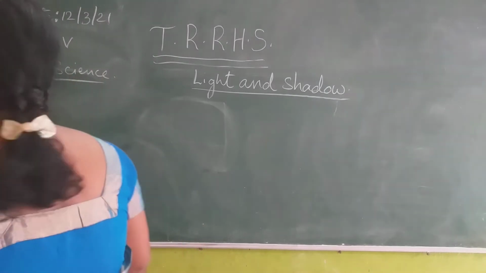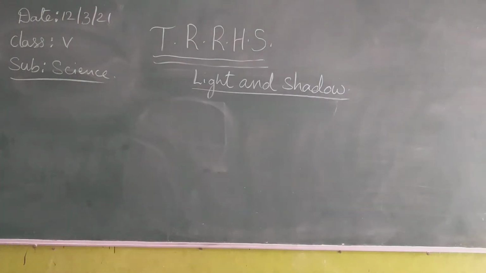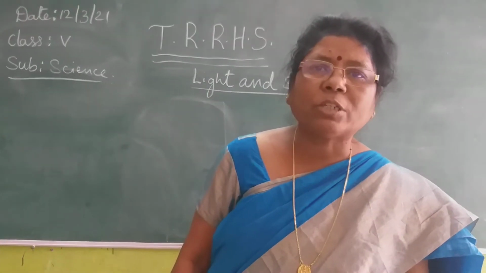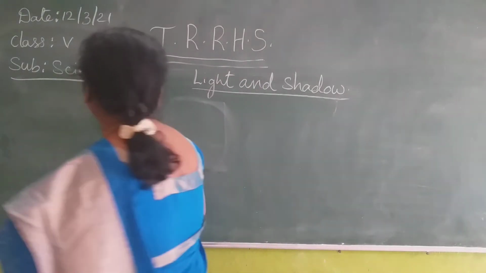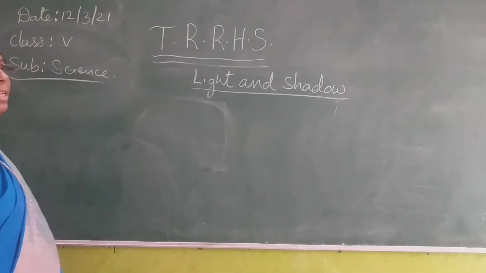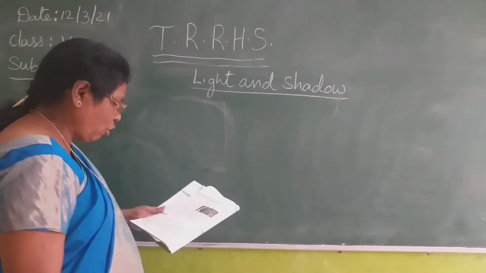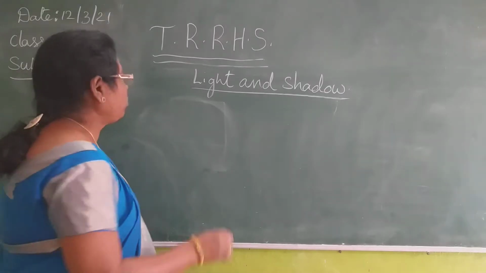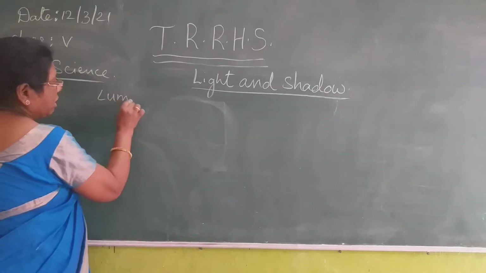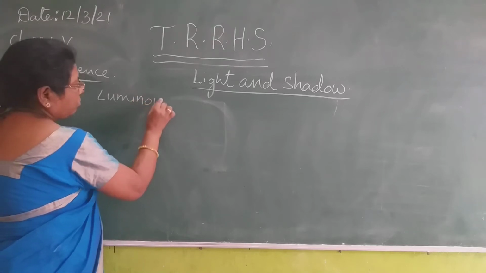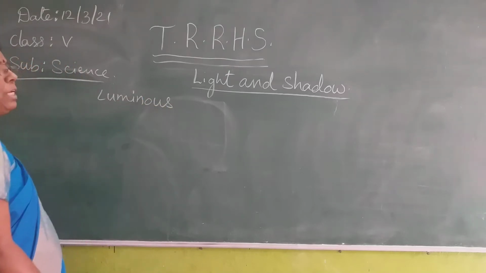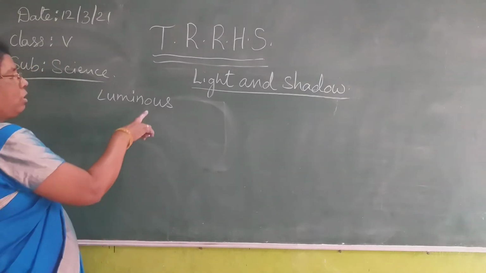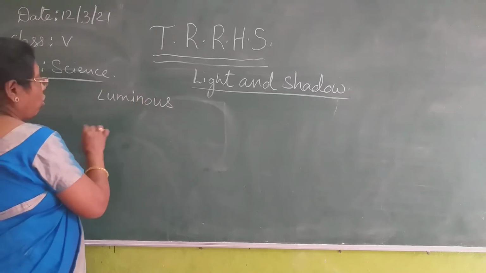So, in light and shadow, what we discussed in the previous class, luminous objects and non-luminous objects, we have already discussed. What are luminous objects? Objects that give out or emit light of their own are called luminous objects.